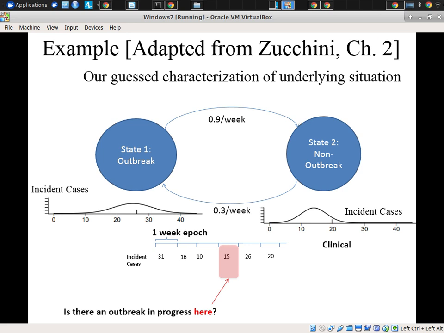And we're trying to tease out which state we are in at any one time, okay? So we want to know, this week, that week with 15 cases, are we in an outbreak state or not? So let's consider this, okay? Here we go.